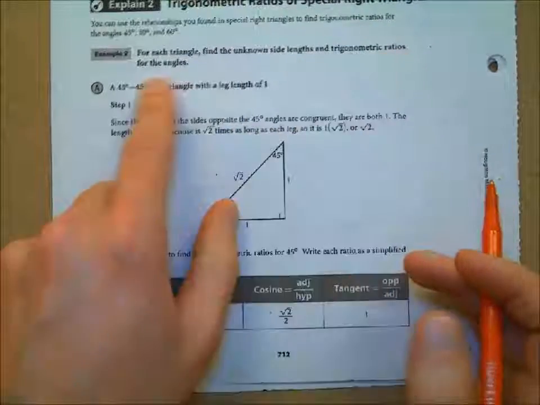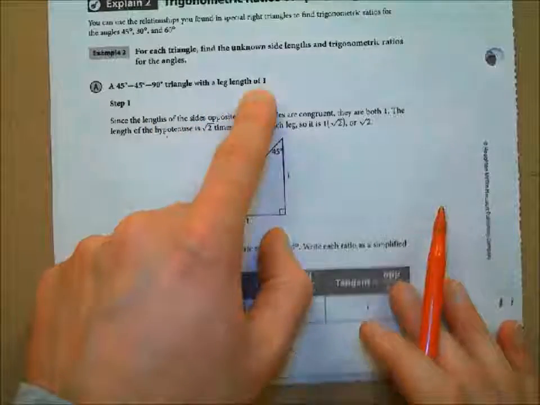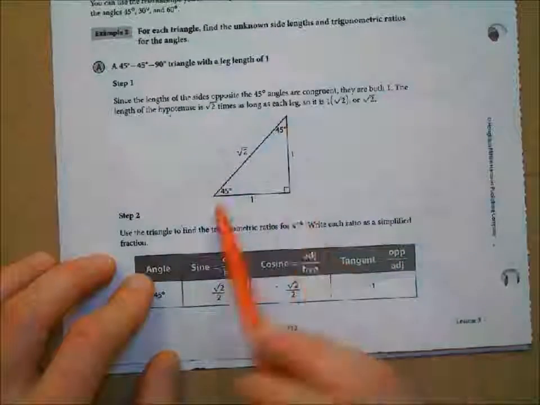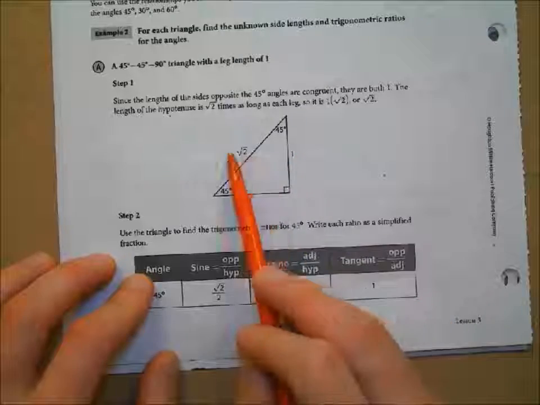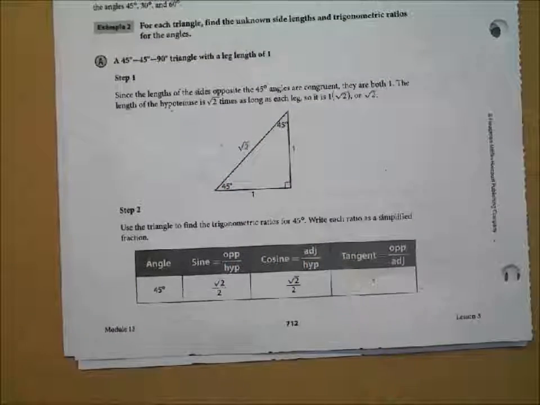So, a 45, 45, 90 triangle with a leg length of 1. Okay, 1, 1, and then 1 times the square root of 2, so just square root of 2. Okay, we have this right here. So we're going to find the sine, cosine, and tangent of 45 degrees.